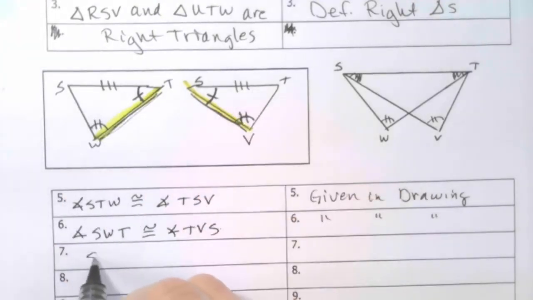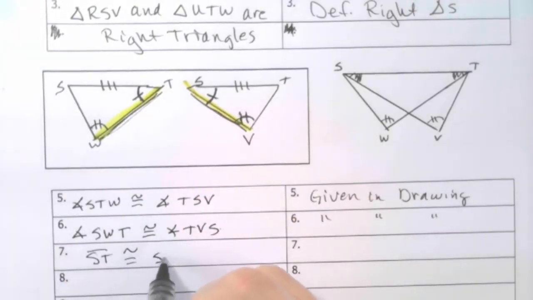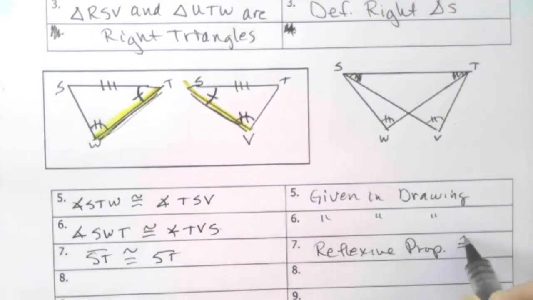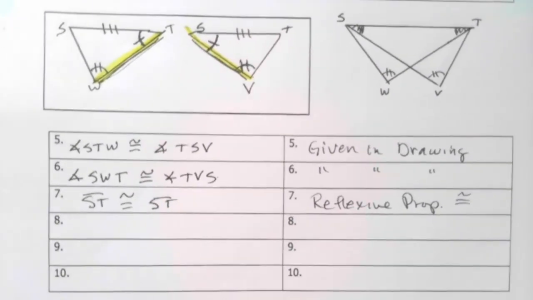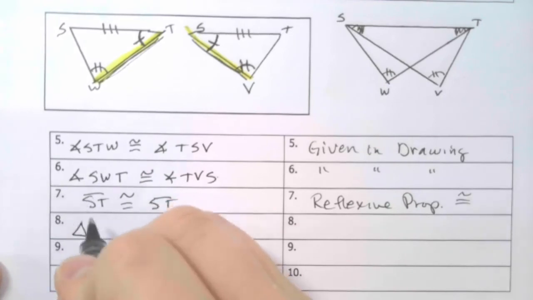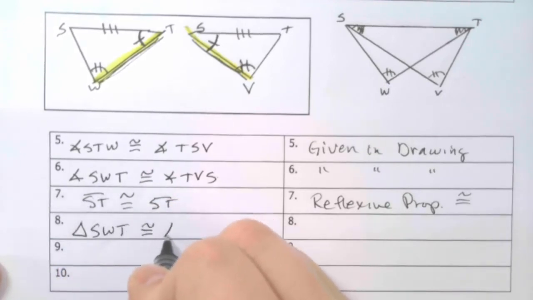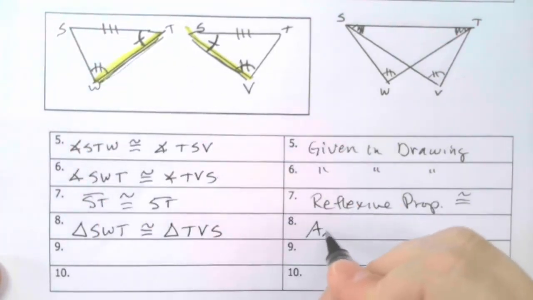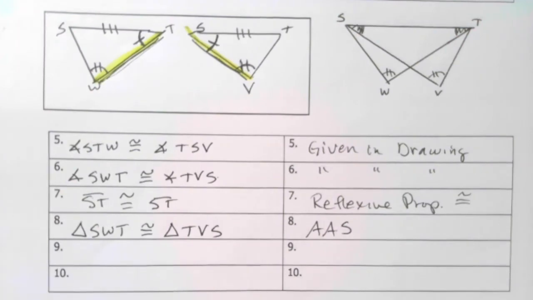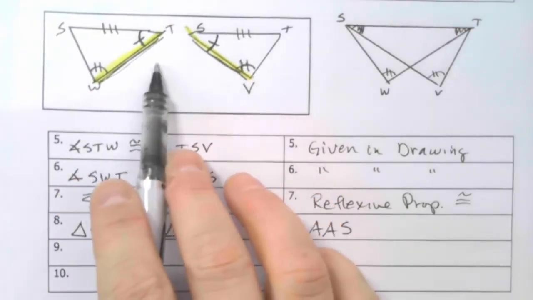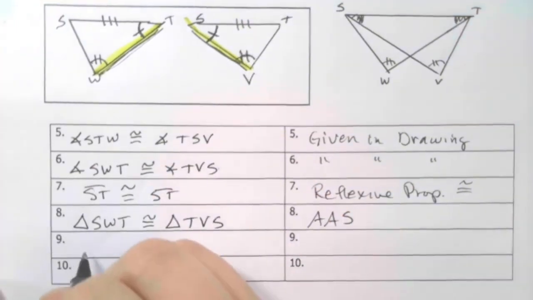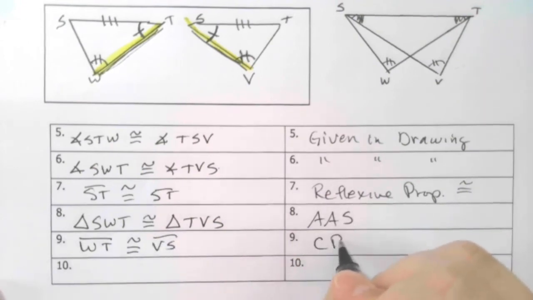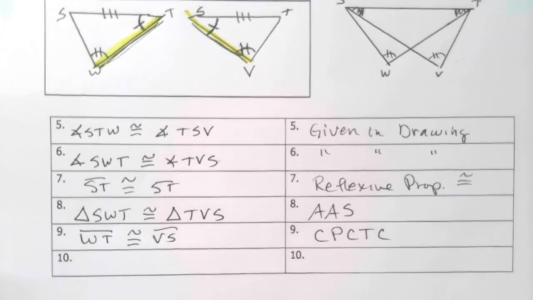We know that ST is congruent to ST because of reflexive property. More specifically, reflexive property of congruence. Okay, so now we've got our triangles here. We have triangle SWT is congruent to triangle TVS because of angle, angle, side congruence. Aha! Now we can say that these two overlap sides are congruent. I can say WT is congruent to VS because corresponding parts of congruent triangles are congruent.